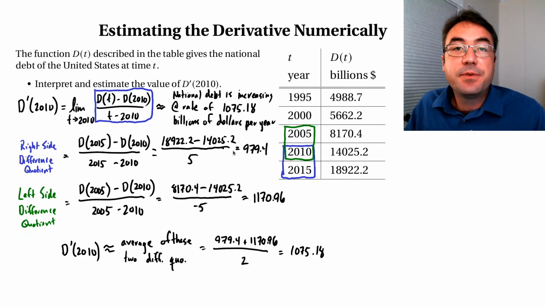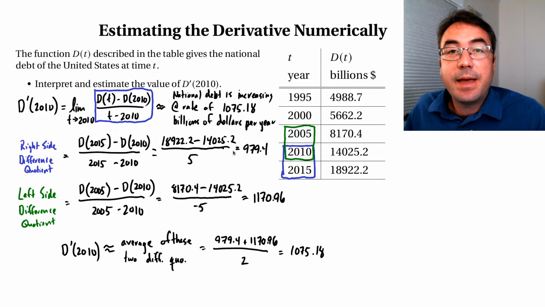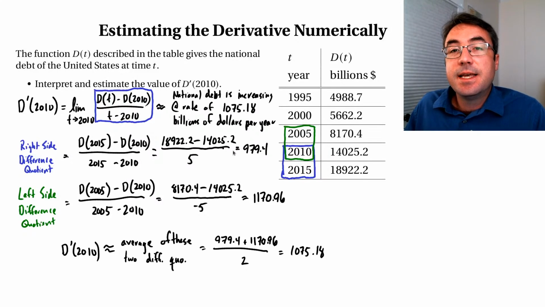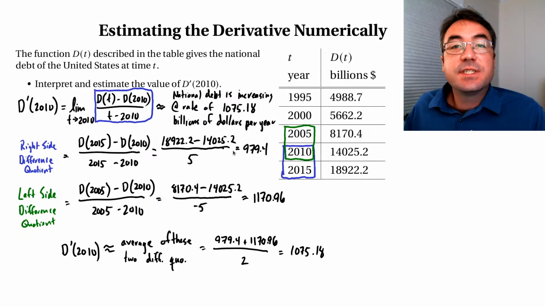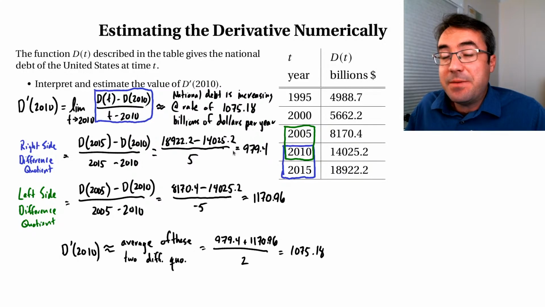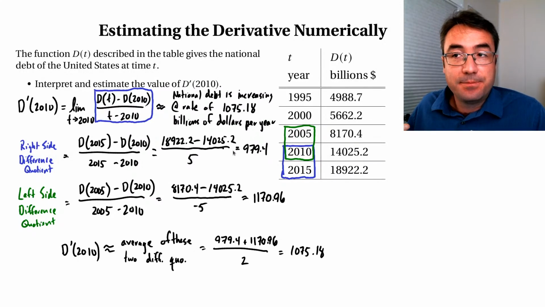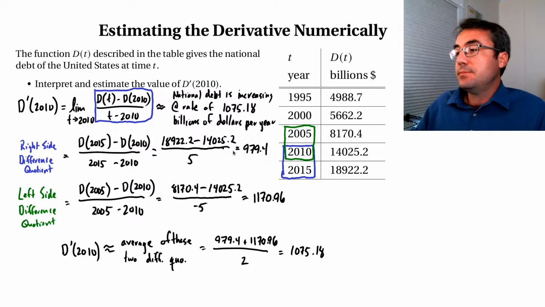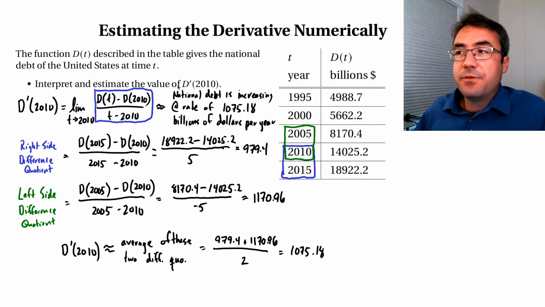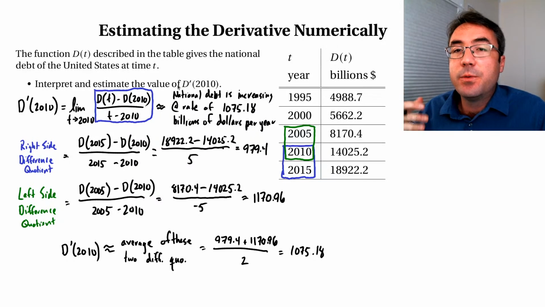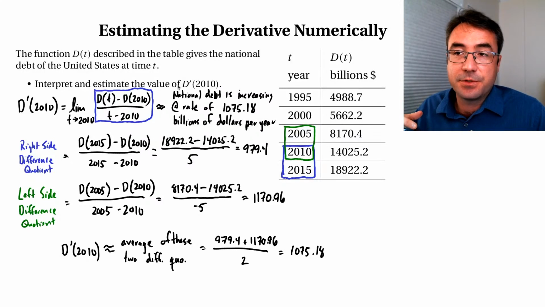So that's what this derivative D prime at 2010 represents. It's telling us that our national debt is increasing approximately at a rate of 1,075.18 billions of dollars per year in the year 2010. All right, so that's how, if we just had a table of data, we would estimate the derivative using difference quotients.